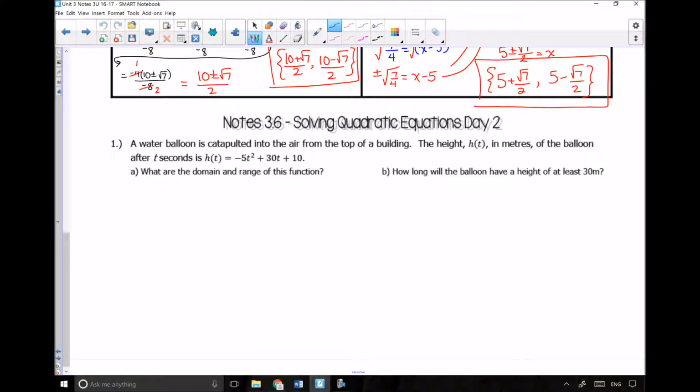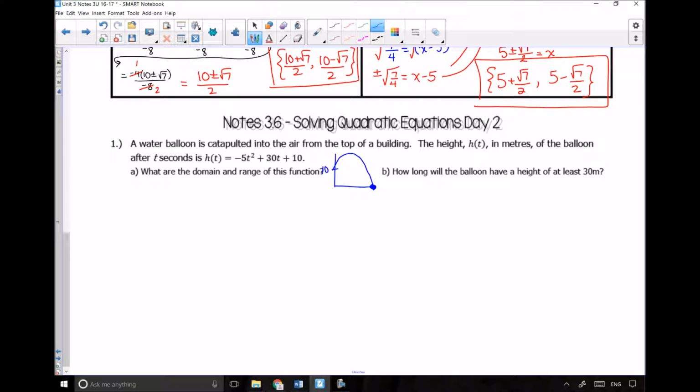Well, a couple of things that we need to notice. This 10 right here is our y-intercept, so we know that that's going to be our starting point. We also know that since the a value is negative, it's going to open down. If I were to draw a sketch of my graph, I know that it's going to start at 10, reach some maximum value, and then hit the ground.